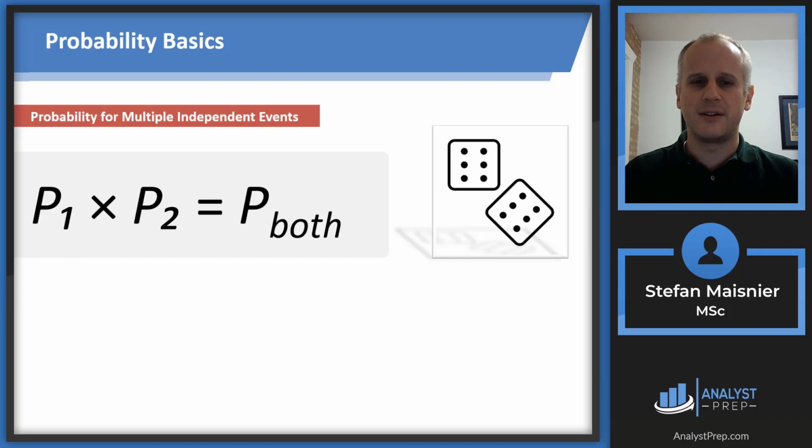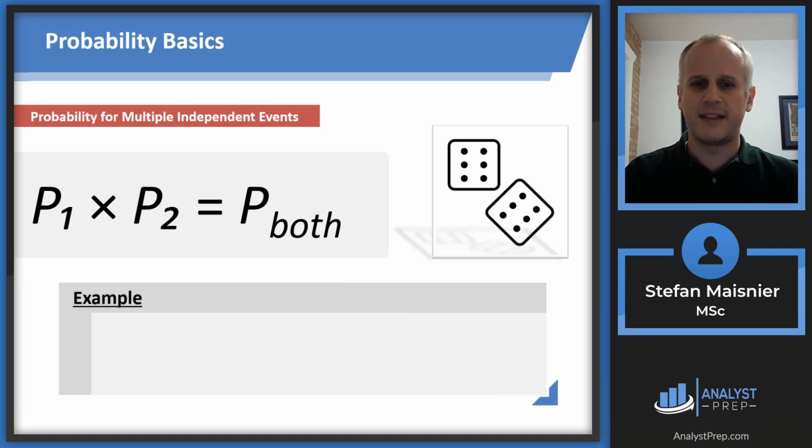Then we've got to consider the probability for multiple independent events. The way that you calculate the probability for multiple independent events is going to be the probability for the first event times the probability of the second event, and that's going to give you the probability for both. So let's take a look at an example. What is the probability of rolling a 1 and then a 2 in that order?